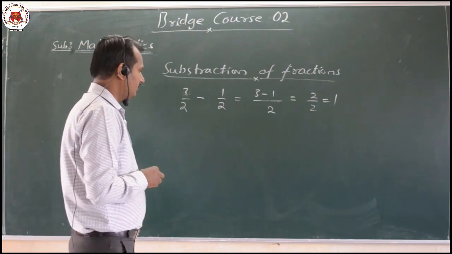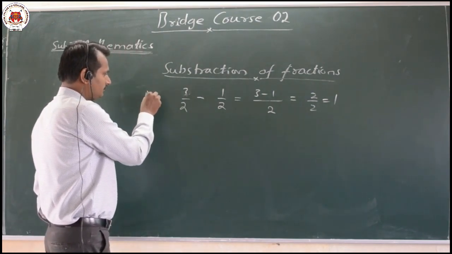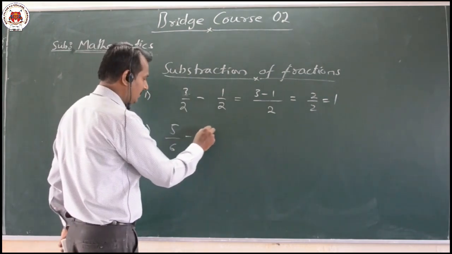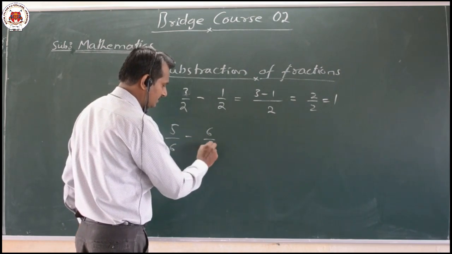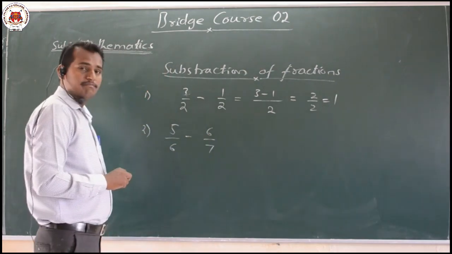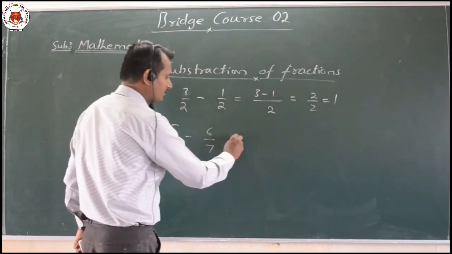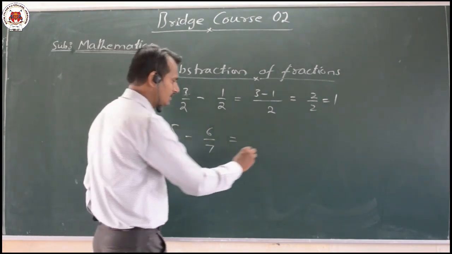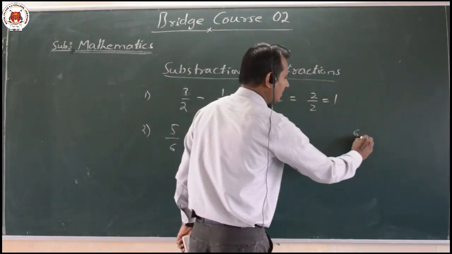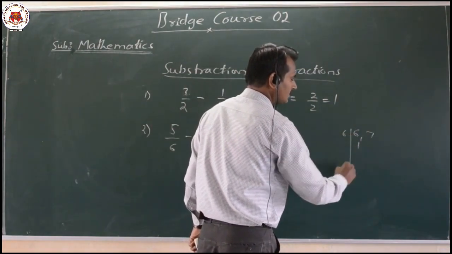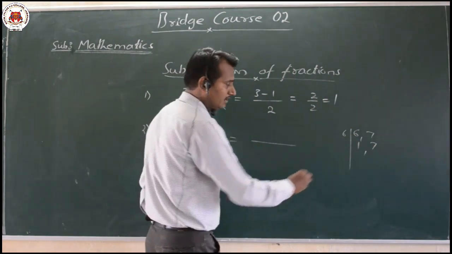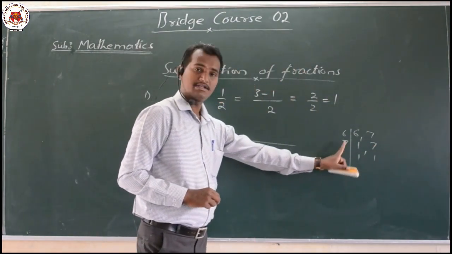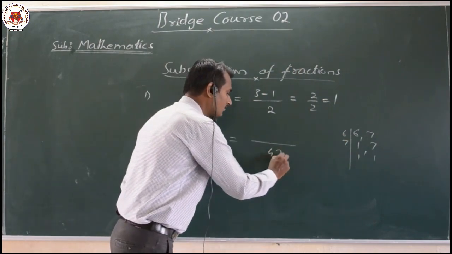In a similar manner, I will take some more examples. Second one, 5 by 6 minus 6 by 7. This is our simple example. So what we have to do here, first of all we have to take the LCM here. What is the LCM of 6 and 7 here? 6 ones are 6, here 7 as it is, then 7 ones are 7. That means what we get? 7 5s are 35, 7 6s are 42. The LCM will be 42.